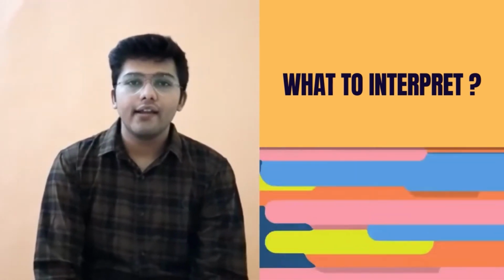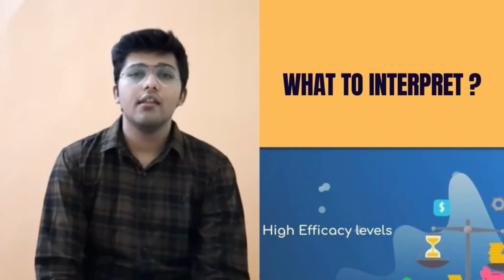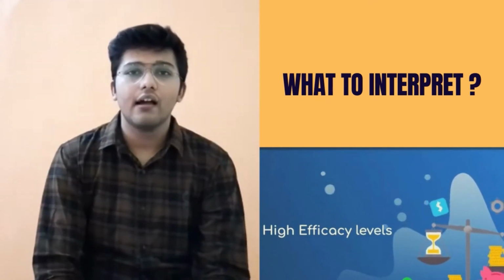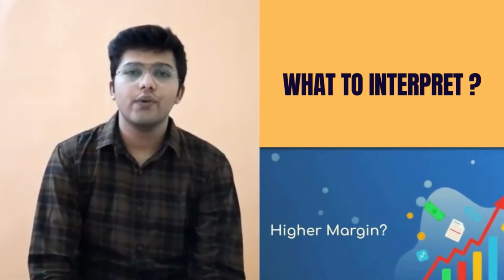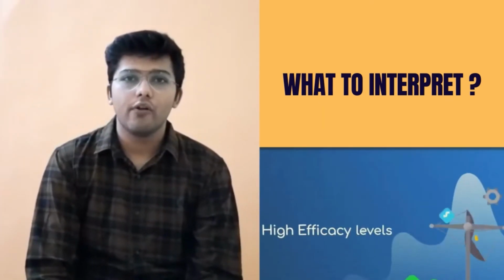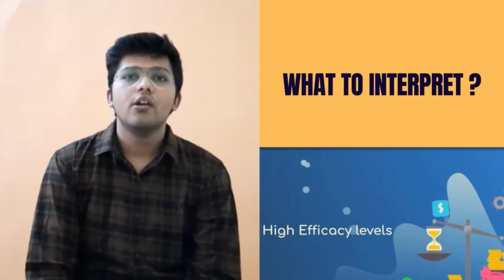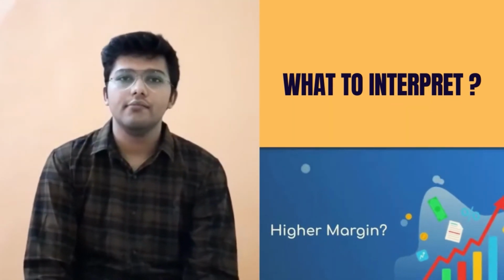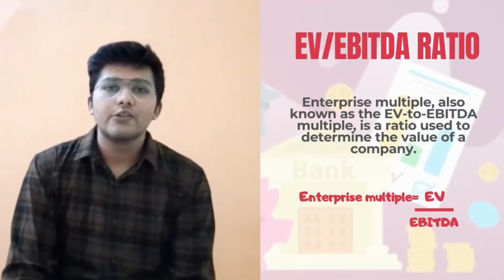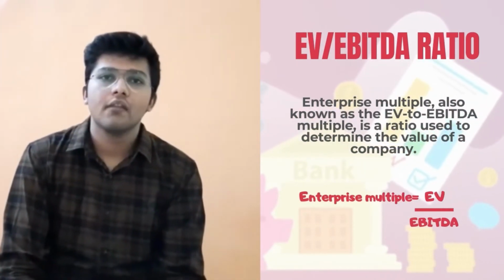Since there is no ideal operating profit margin, for analyzing a company, an investor should compare the current margin with the historical operating profit margin of the company and with other companies' operating profit margins in the same industry only. The next ratio is EV by EBITDA.